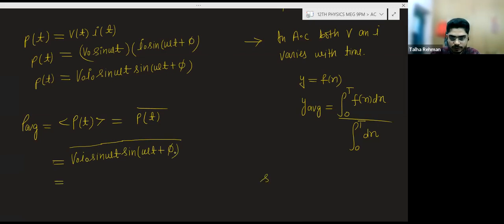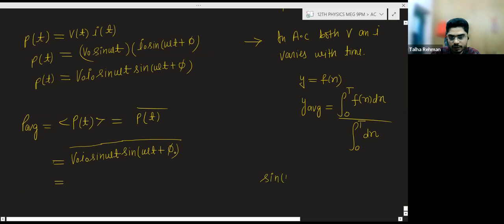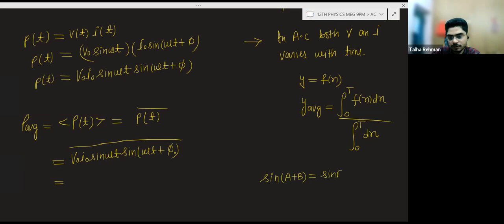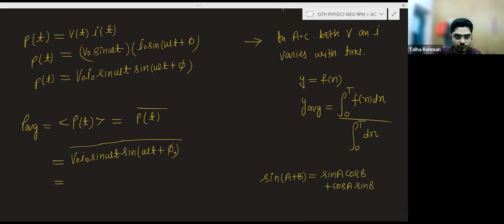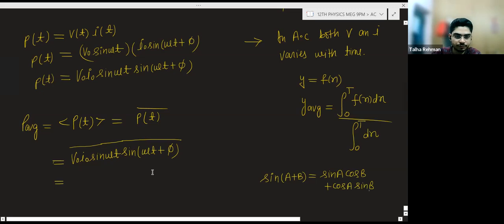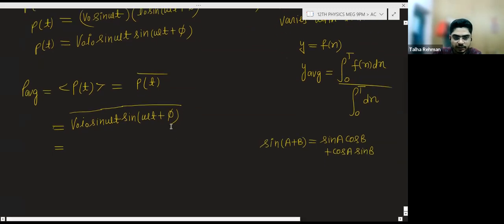There is one formula of sine of a plus b. So this is sine a cos b plus cos a sine b. So what I will do, this is V naught I naught, this is sine omega t, this is sine of omega t plus phi. So we will open this. You can consider this as a and this as b.